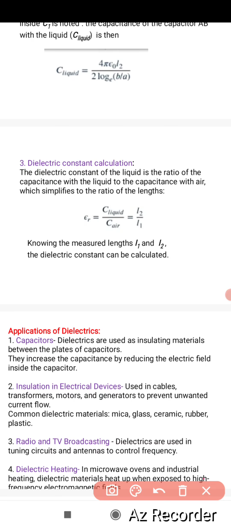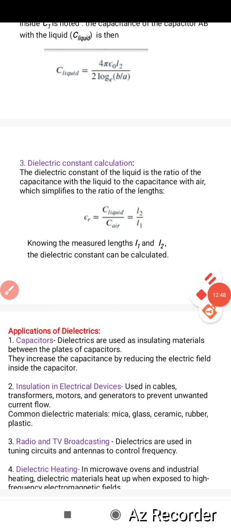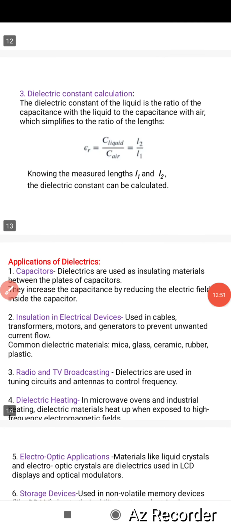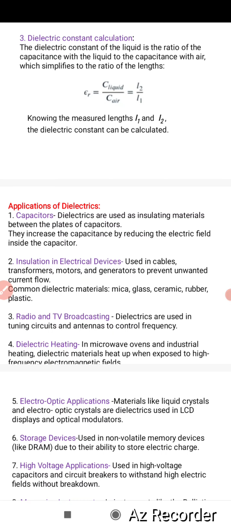Now we see the applications of dielectrics. First application is capacitors. Dielectrics are used as insulating materials between the plates of capacitors because they increase the capacitance by reducing the electric field inside the capacitor. Next, insulation in electrical devices such as cables, transformers, motors and generators to prevent unwanted current flow. Common dielectric materials are mica, glass, ceramics, rubber, plastic, etc.